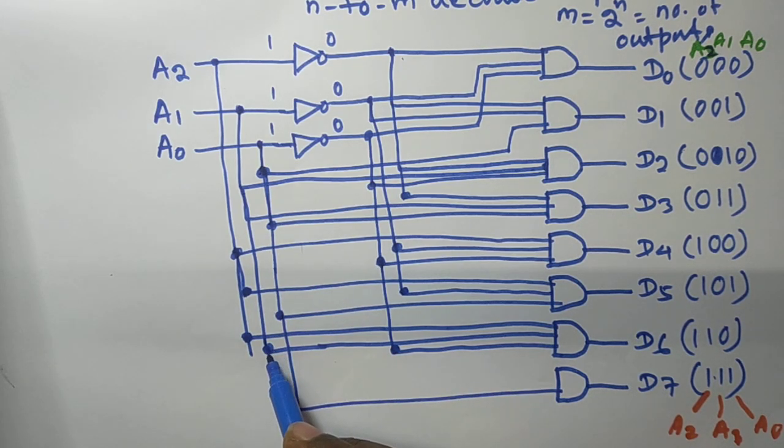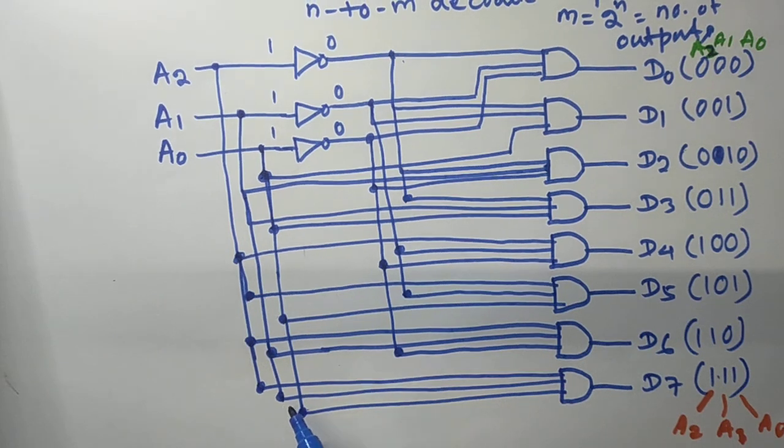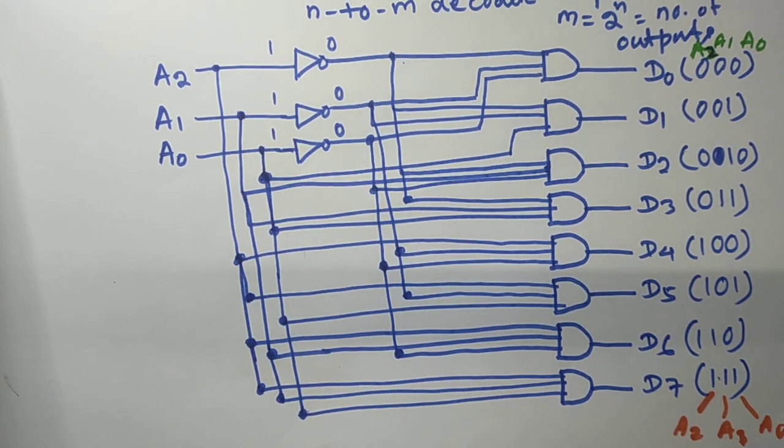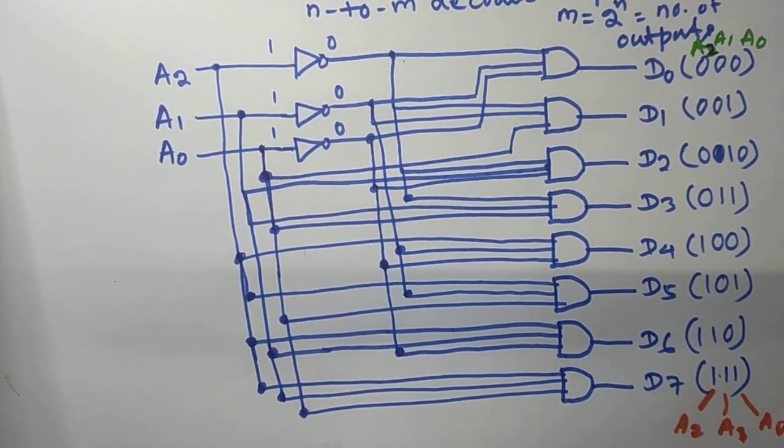Here A1 also 1, here is a 1, another A2 also 1. That is, all input values are 1. In this way we can create a 3 to 8 decoder design. Very simple way we can define in this manner.